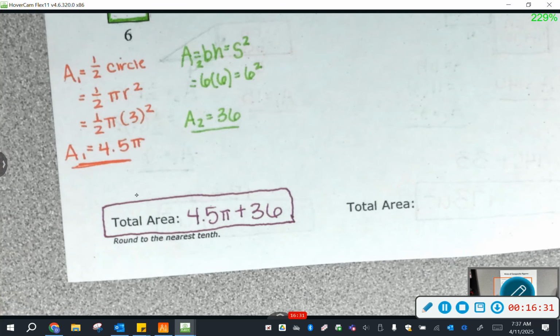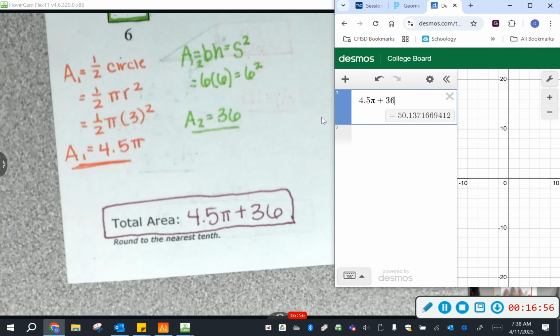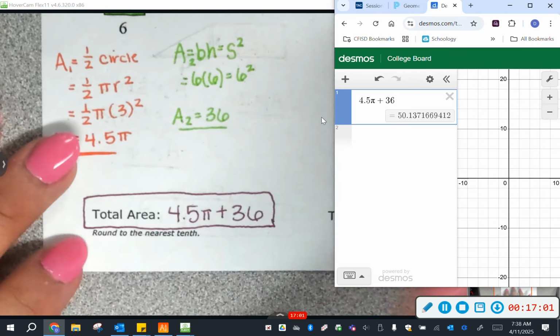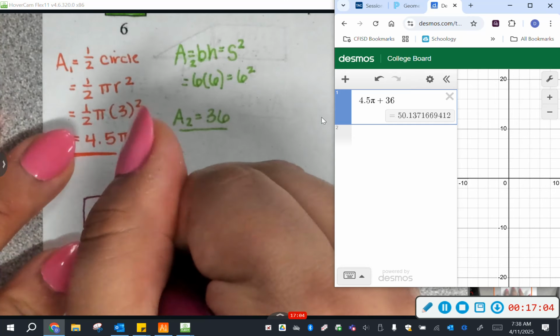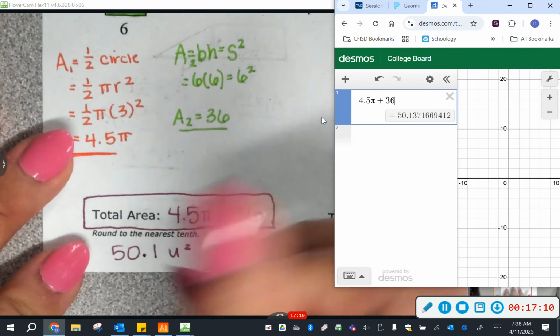What if what? Would it be wrong if you did add? Okay, here's what would be wrong. If you in your calculator said 4.5 plus 36 and you said the answer was 40.5 pi, you would be wrong. Here's what is not wrong. If you were to put 4.5 pi plus 36 and give me a decimal like that, that's actually correct. Because you see how it says round to the nearest tenth right below it, I actually would also like you to write this answer is 50.1 units squared.